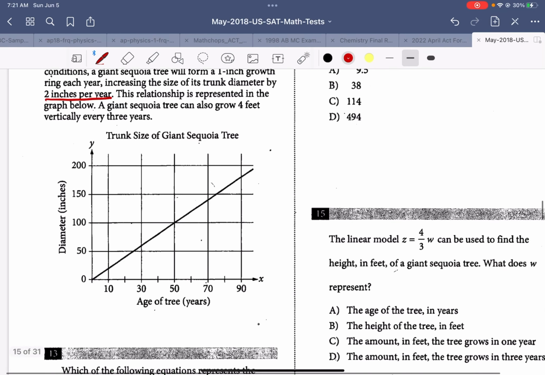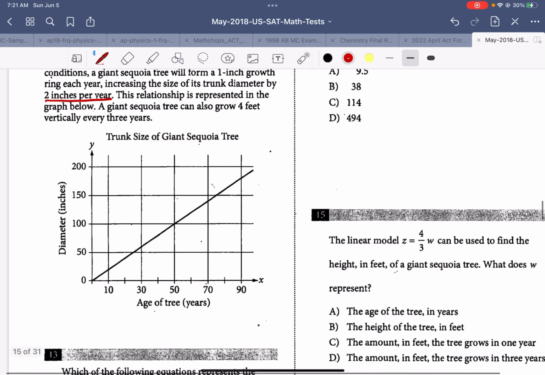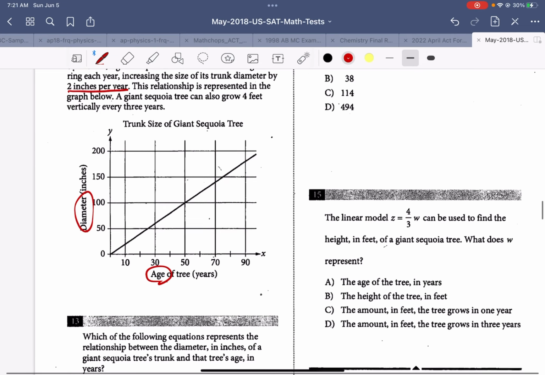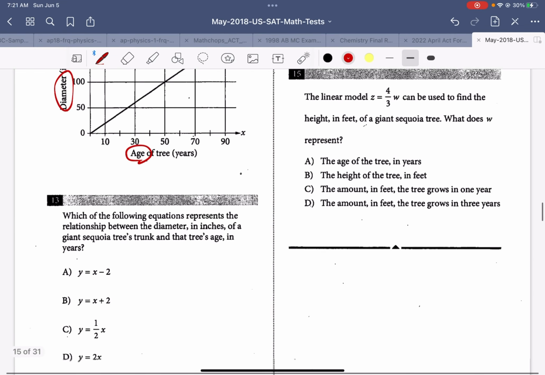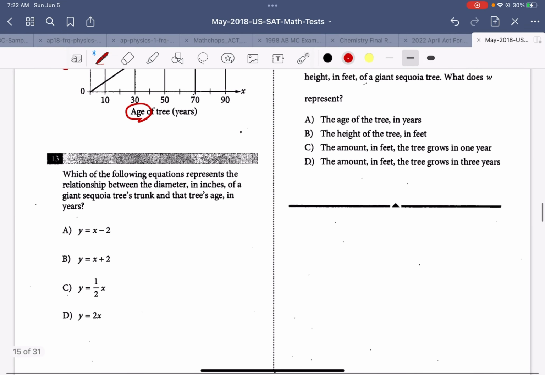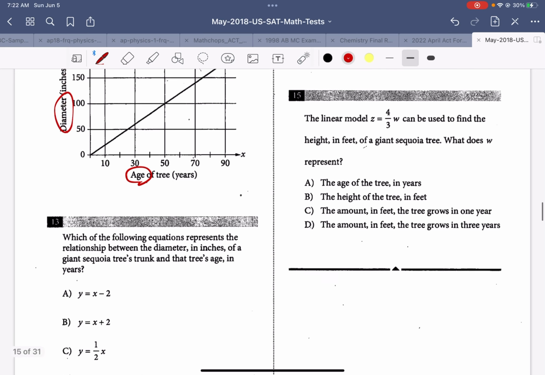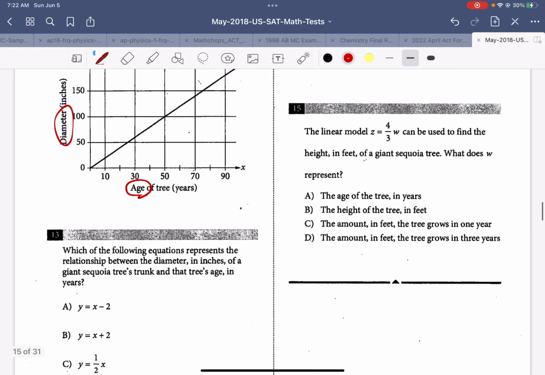Okay, so they give you a graph. X-axis is age, y-axis is diameter in inches. Now let's look at number 13. Which of the following equations represents the relationship between the diameter in inches of a sequoia tree's trunk and that tree's age in years? So x value is age and the y is diameter.